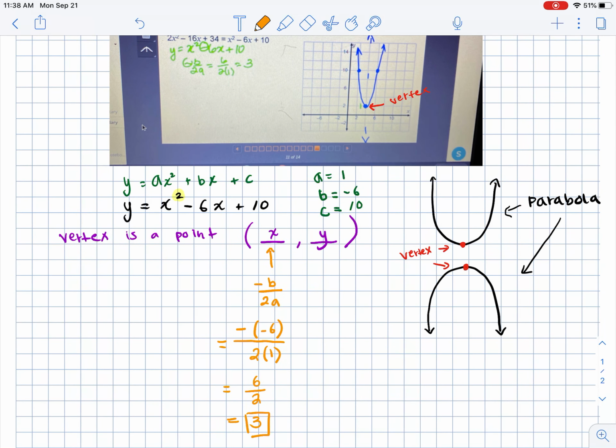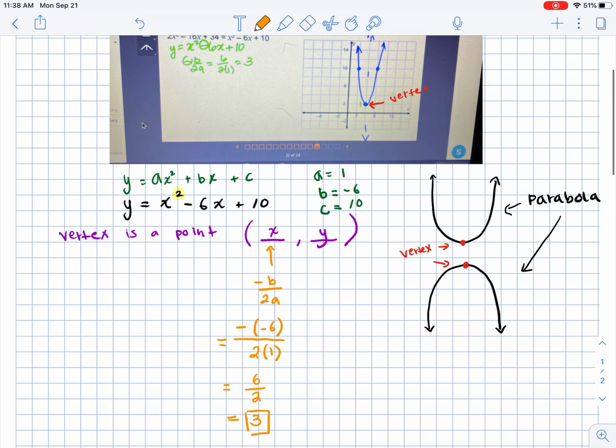I'm going to simplify this. A negative and a negative turns positive, so positive 6 over 2 equals 3. So now I know that the x of the vertex is 3 because I just used the formula for vertex. You'll notice here, even the teacher from Edgenuity also obtained 3. You might wonder, Miss So, we have the x, how do we get the y? Is there a separate formula? The answer is there is no separate formula because we don't really need one.